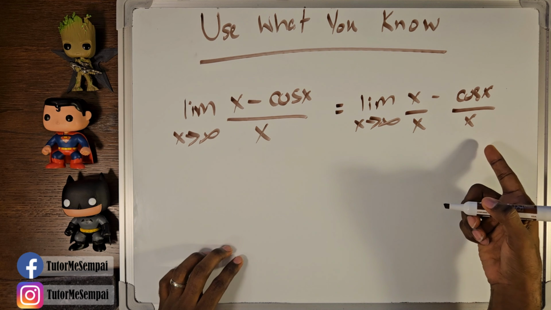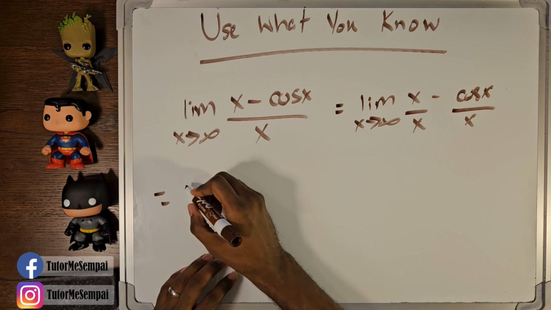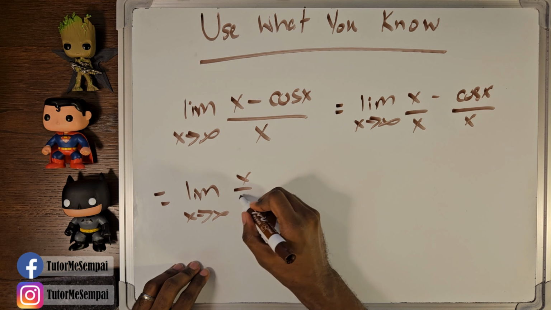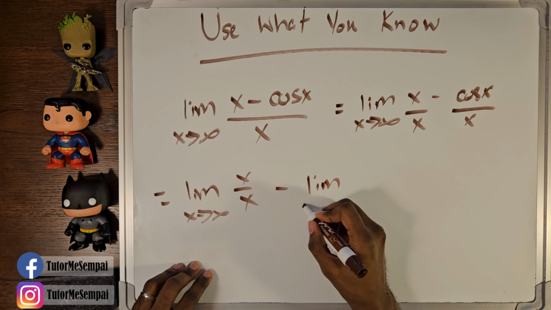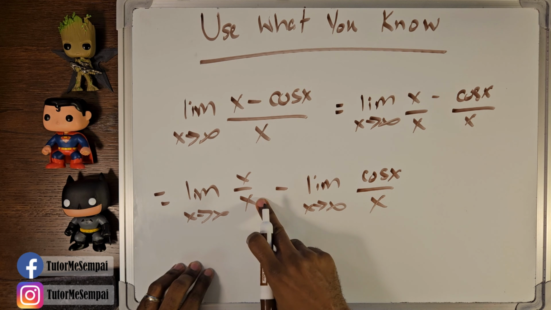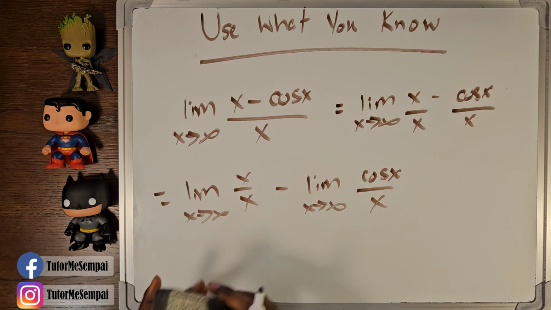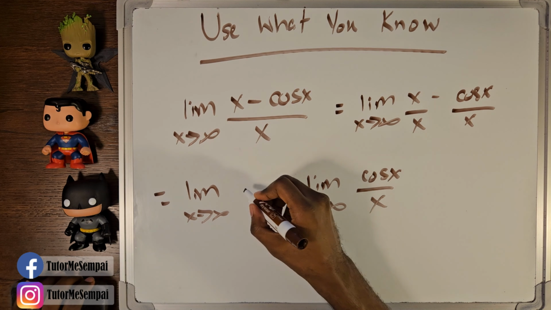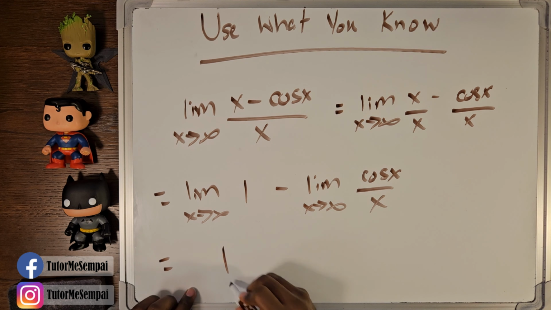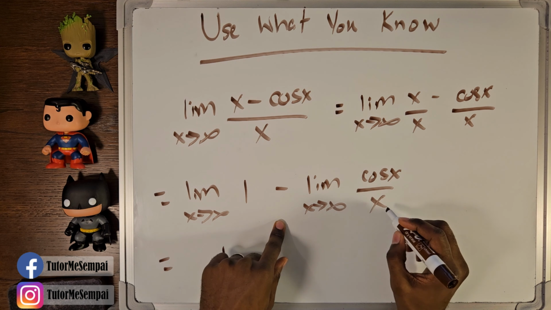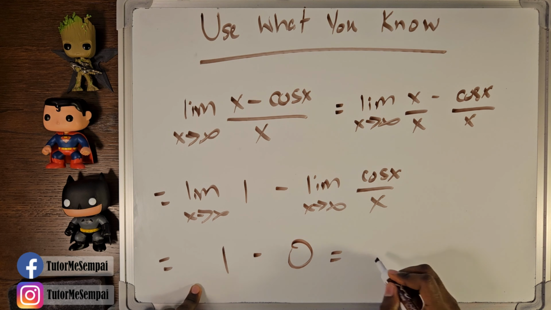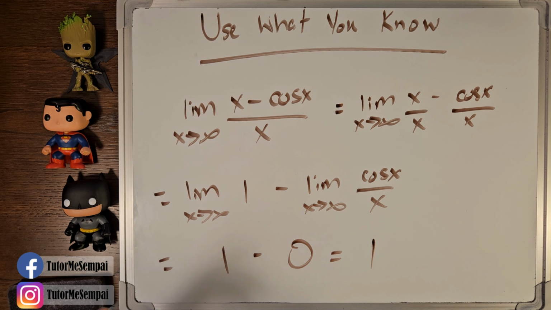And of course, the properties of our limits tell us that this is actually going to equal the limit as x goes to infinity of x over x minus the limit as x goes to infinity of cosine x over x. This is just 1, right? This is just going to be 1, x divided by x. And what's the limit of a constant? The limit of a constant is just going to be that same constant, 1. And we just talked about this in the previous section. What is this limit? This is going to be 0, which means that this limit is going to be 1.